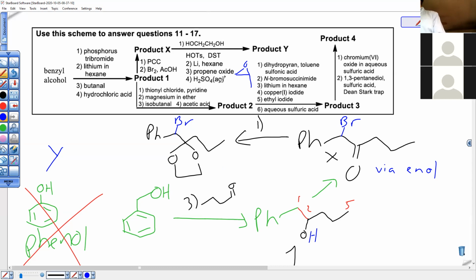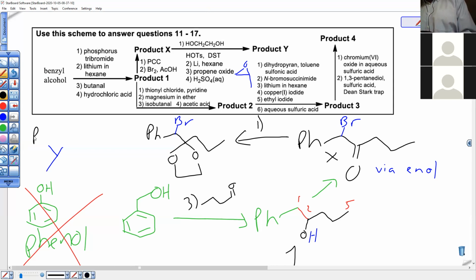You're going to get an O- in step 3 because your nucleophile, which will be right here, is attacking this carbon, generating an O-. First thing that happens in step 4, protonation of the O- to make an OH. Aqueous after sulfuric acid means you're also going to deprotect the acetal. So you're going to get your ketone back.